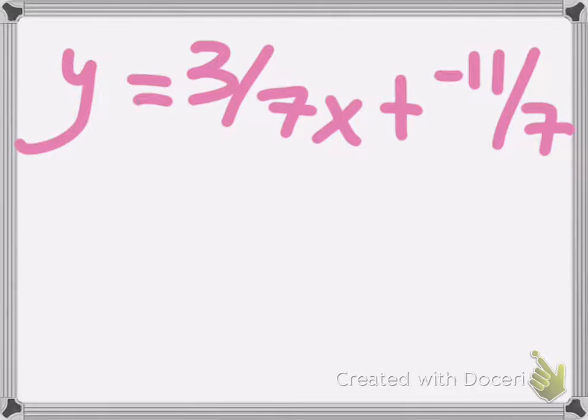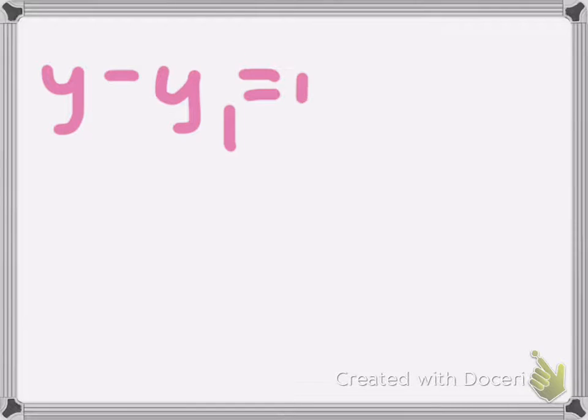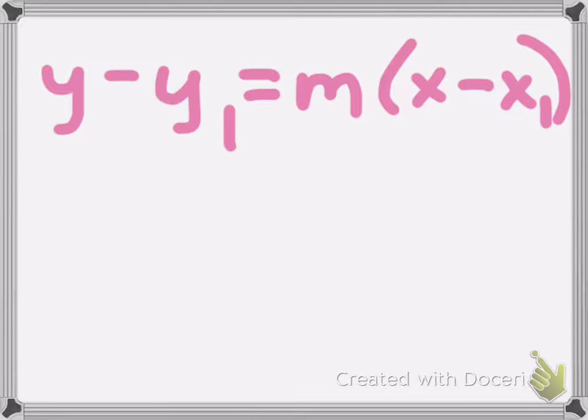My next problem asks us to write an equation in point-slope form, and it gives us a point and the slope. So we need to know the proper form for point-slope form, which is y minus y1, or the y-coordinate of the point, equals the slope, or m, times x minus x1, or the x-coordinate of the point. So my point is 4, 2.